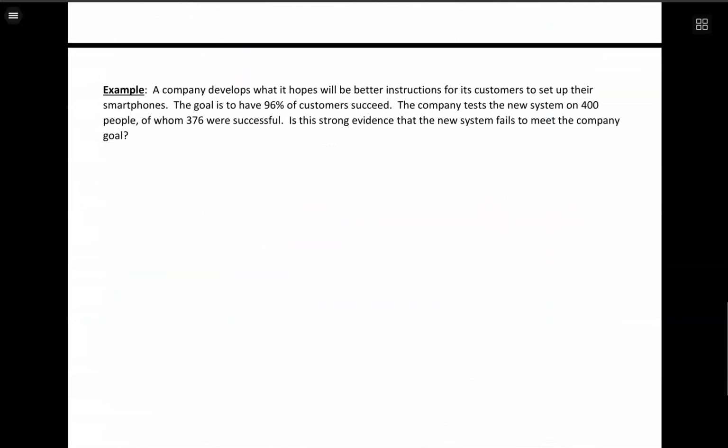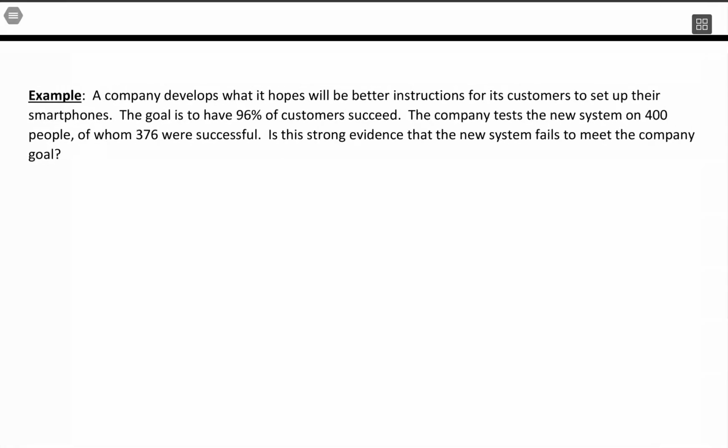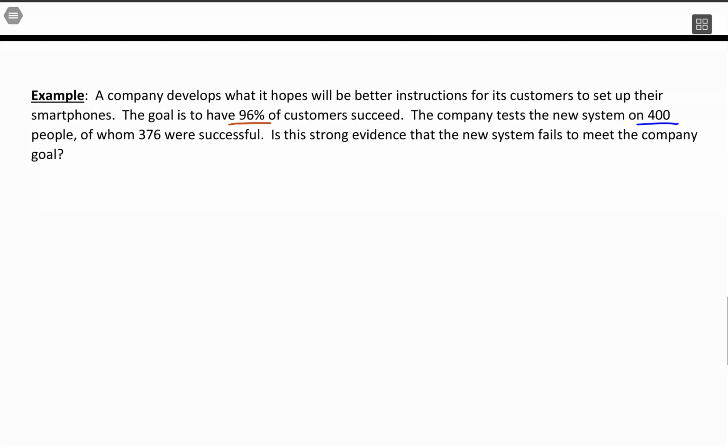Let's do one more example here, and this time I kind of left the space blank so we can go through the process without the guidance of it. So a company develops what it hopes will be better instructions for its customers to set up their smartphones. Their goal is to have 96% of customers succeed. The company tests the system on 400 people, so we have our sample size there, of whom 376 were successful. And in fact, at this point, let me go ahead and write down our sample statistic at 376 out of 400, which should be 0.94.